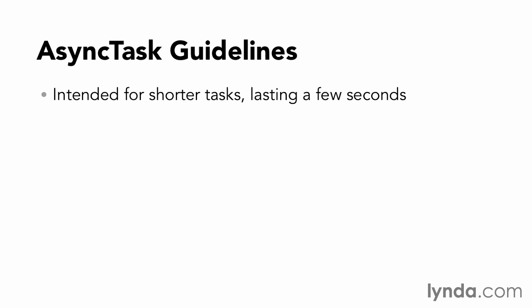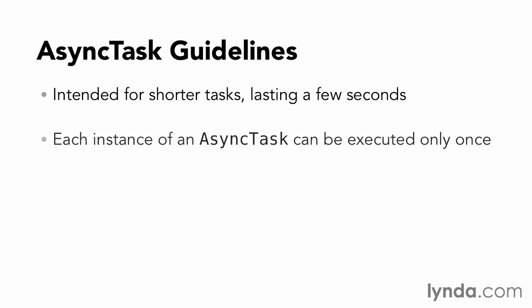The AsyncTask class is intended for working with shorter tasks, lasting a few seconds at a time. If you need to do something that takes a longer time, 15 or 20 seconds, you should look at other architectures in the Android SDK. Also, each instance of an AsyncTask object can only be executed once.